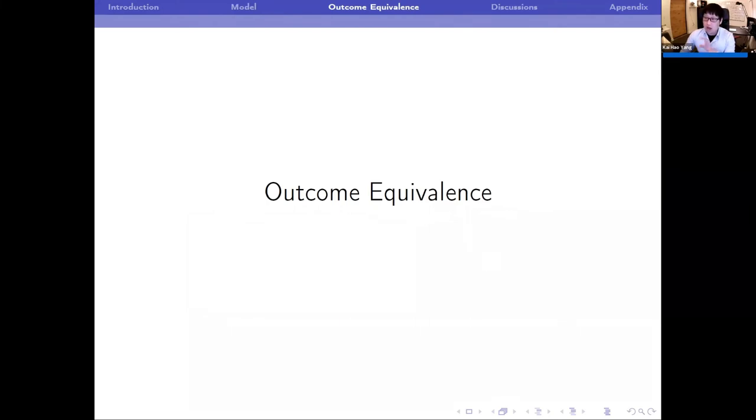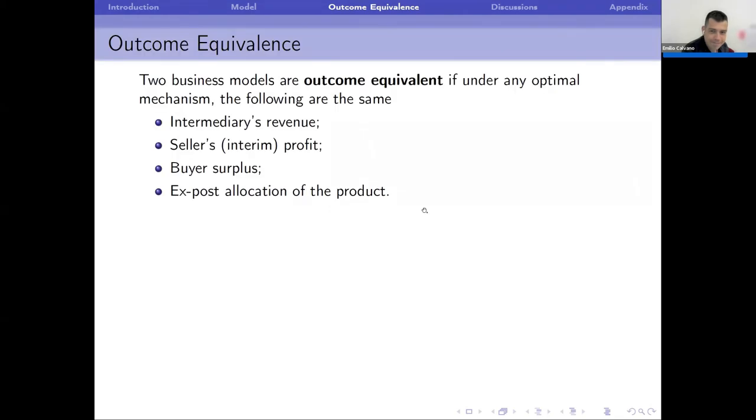And now I'm going to state my main result before going into the details of the ideas of the proof, unless there are any questions. Okay, so before stating the result, let me define formally what I mean by outcome equivalence. I'll say that two business models are outcome equivalent if, under any optimal mechanism of these two business models, the following are the same. The intermediary's expected revenue, the seller's interim profit, so that's a function of the realized cost, the buyer's expected surplus, and the ex post allocation of the good.